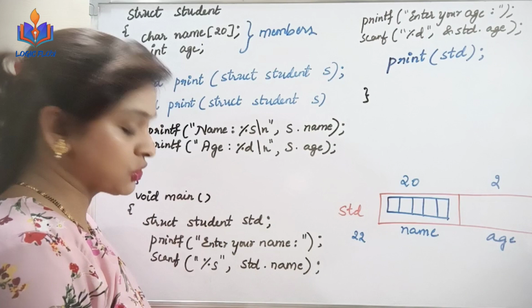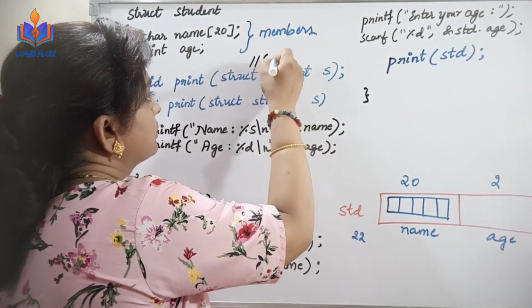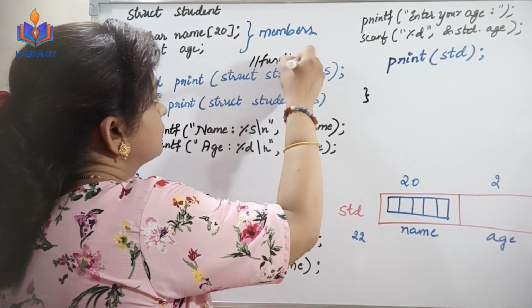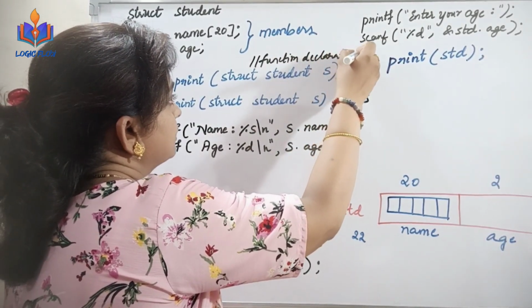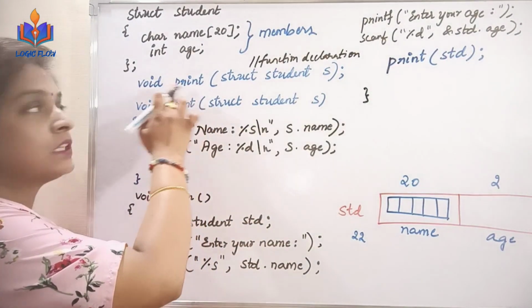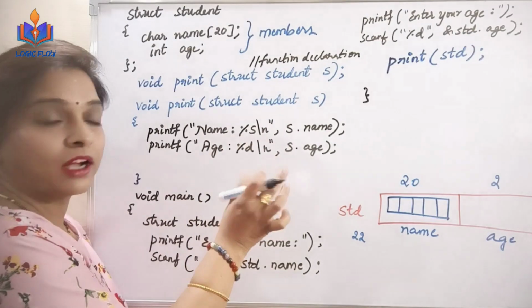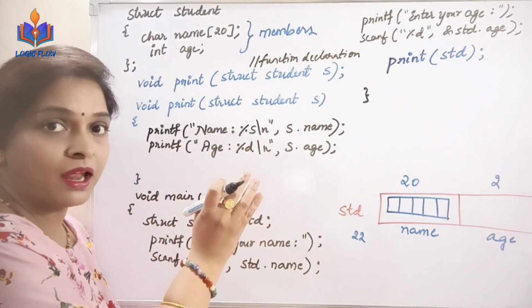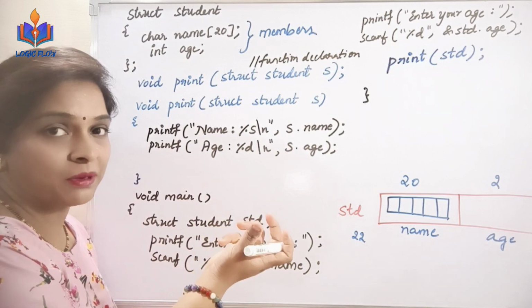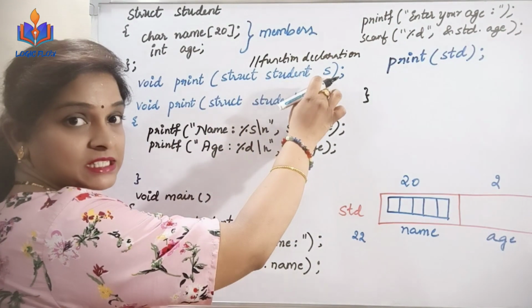I have a function by name print. So I am declaring the function by name print. The return type is void, followed by the argument. Look here, I am passing the structure variable as the argument. Structure variable in the sense that I am passing all the members. So I say struct student yes.